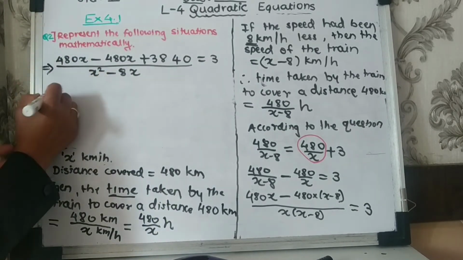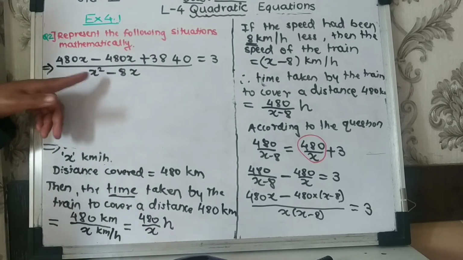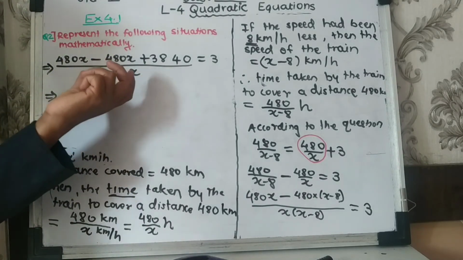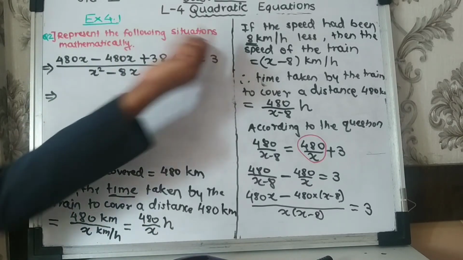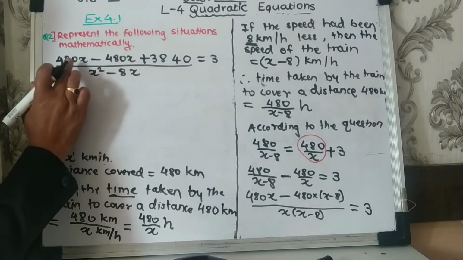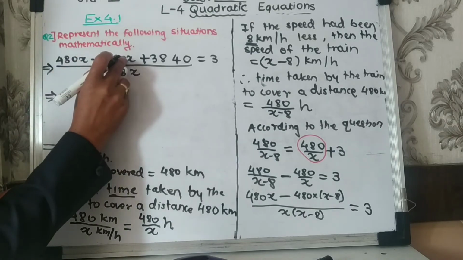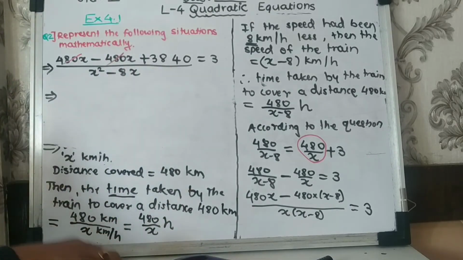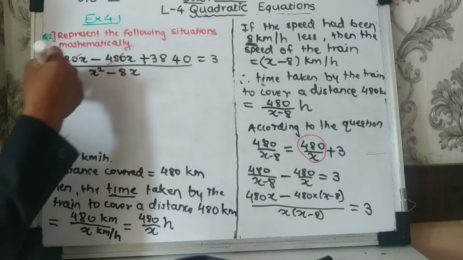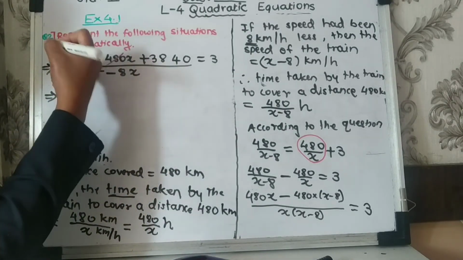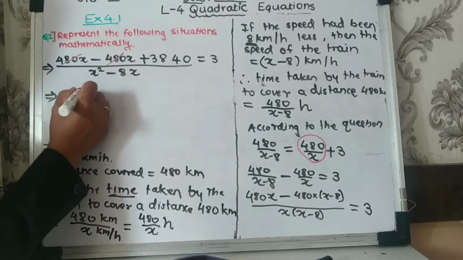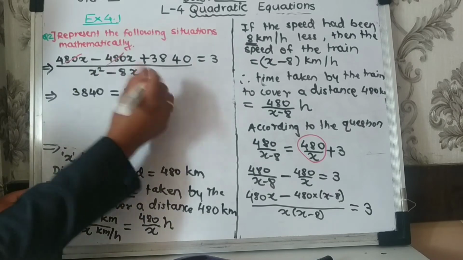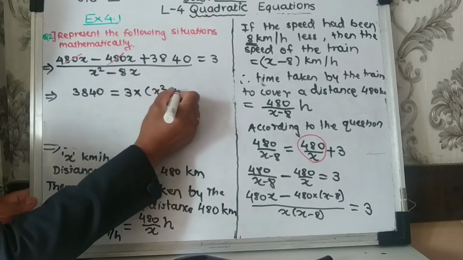We have to open the bracket. Right now, whatever number is there in the denominator is a polynomial, so we will multiply it towards the right side. Here 480x and 480x are like terms with opposite signs, so we just subtract and get 0. Simply 3840 remains, equals 3 into x square minus 8x.